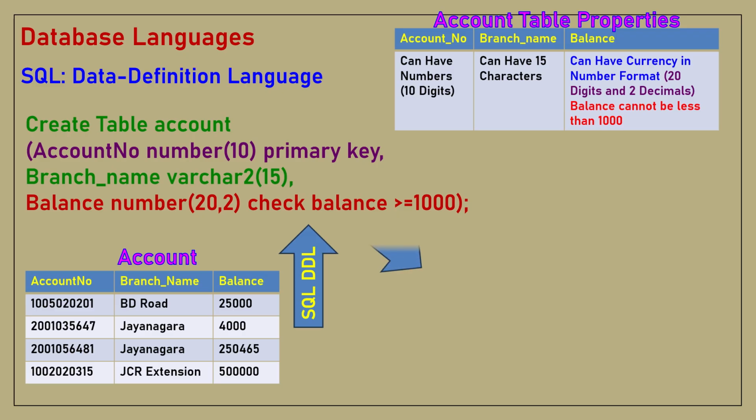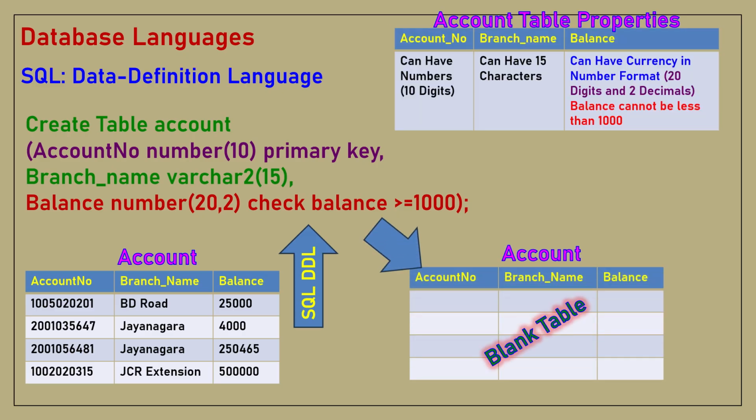This creates a table with name account. Account table will have 3 columns: account number, branch name and balance. Account number column can store any number with maximum 10 digits, and it is also defined as primary key. Primary key means the values in the account number column must have a value, and no two accounts can have the same account number. Branch name column can have any value with 15 characters, and balance can have any number with maximum of 20 digits, out of which 2 digits are decimals, and the balance must be 1000 or more.